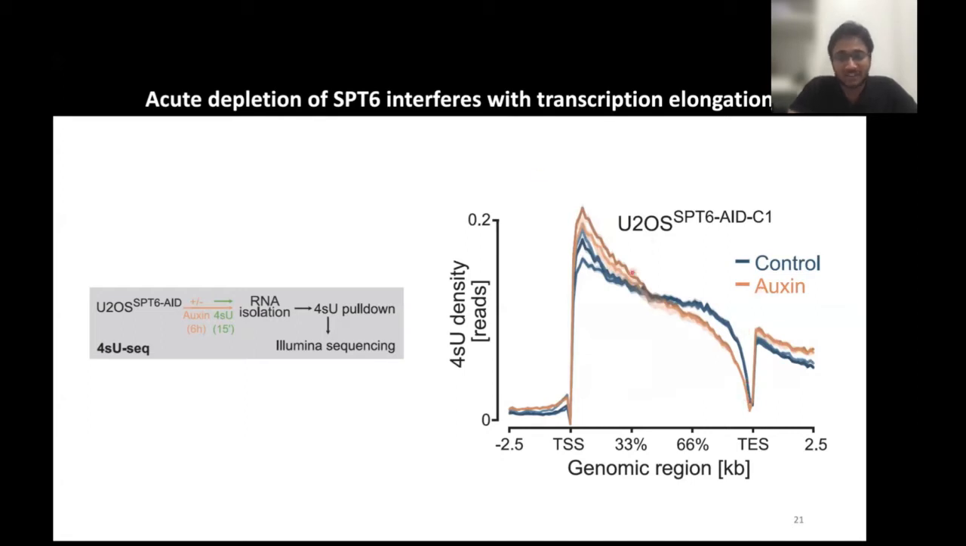However, in case of auxin depletion, that means in case of SPT6 depleted condition, we could clearly see that in all the replicates, the reads are sharply dropping as we move into the gene body, pointing out that there seems to be an elongation defect.